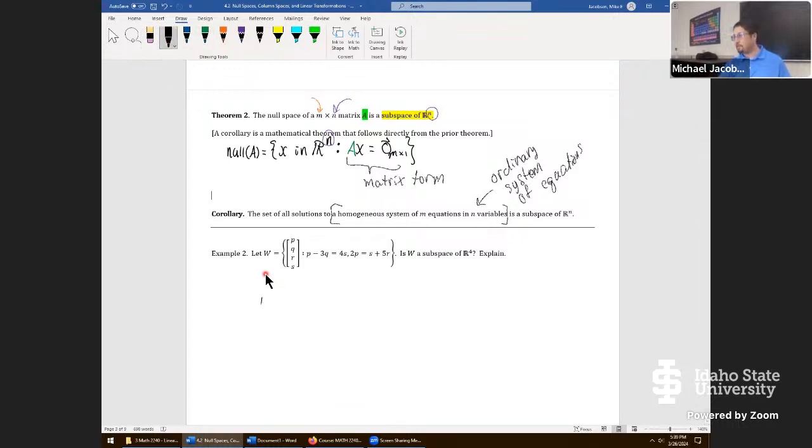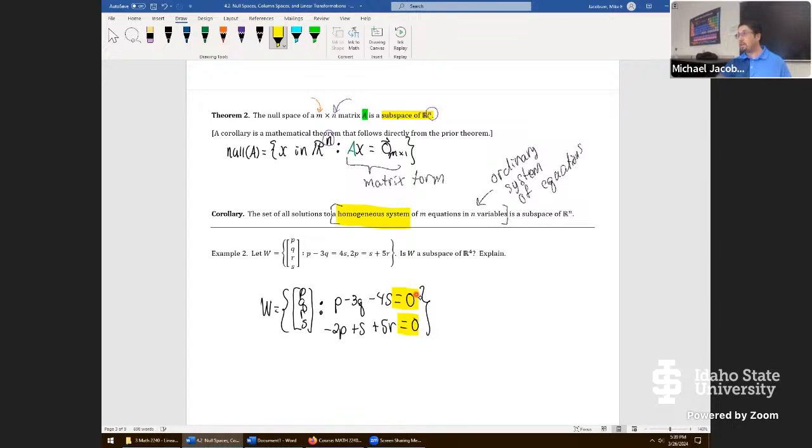So take the set W. Let's rewrite it as p, q, r, s. Well, that's copying so far, but let's just rewrite at this stage. Right where the comma is, if we subtract 4s, we'll get p minus 3q minus 4s equals 0. On this one, we can subtract maybe 2p from both sides to get negative 2p plus s plus 5r, also set to 0. And now the zeros here are extremely special. We have equals 0, equals 0, and that means we are looking at a homogeneous system in this problem.